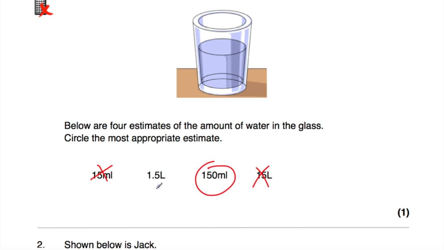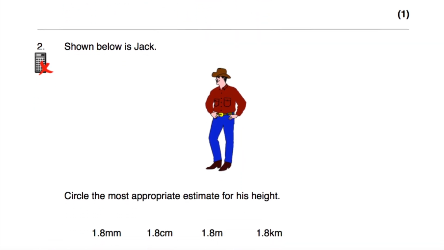And 1.5 litres, again, I'm going to think back to the fridge and think of containers of milk. You can get different bottles of milk. You can get a pint of milk, which is about 567 millilitres. You've got a litre of milk, which is the tall, narrow bottle. You've got 2 litres, which is the bigger one, and 3 litres, which is the really big one. 1.5 litres would be in between that tall, narrow one and the 2 litre one. So I don't think that's going to be the amount of water in that glass. So I believe the most appropriate estimate would be 150 millilitres.